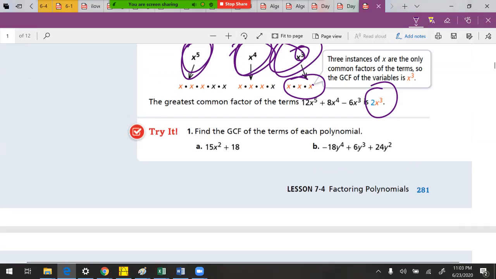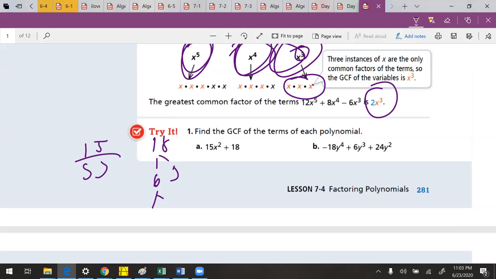Here we go, let's look at this example. Find the GCF of the terms of each polynomial. They don't have an x in common, so let's figure out 15. 15 becomes 5 and 3. 18, I can break down to 6 and 3, and then 2 and 3. So that means they've got 1, 3 in common. The answer is going to be 3. That's it, okay? How about this one here?